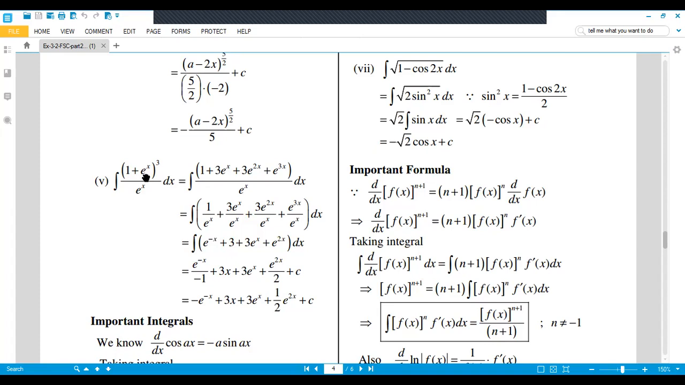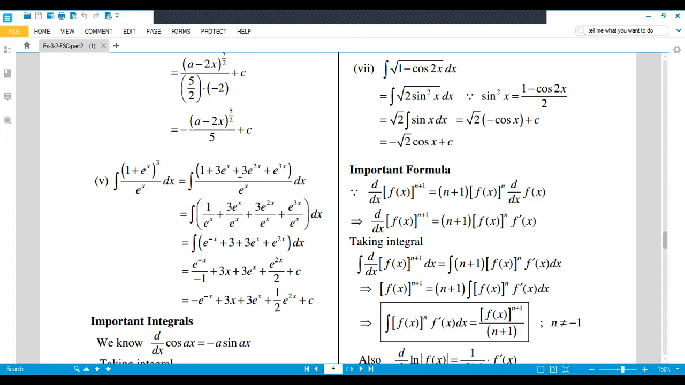Cube formula, you know that (a plus b) whole cube is a cube plus 3 a square b plus 3 a b square plus b cube. So you apply this cube formula here. Here a is 1 and b is e power x. So 1 cube, you know that is 1. 3 into 1 square is 1, and e power x will come.